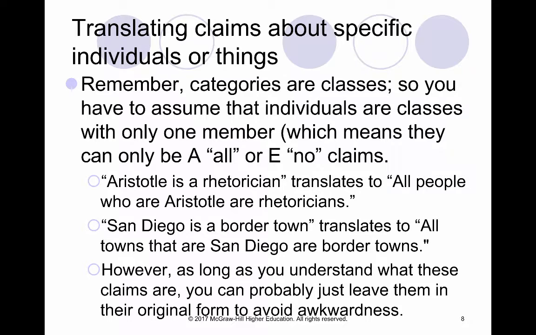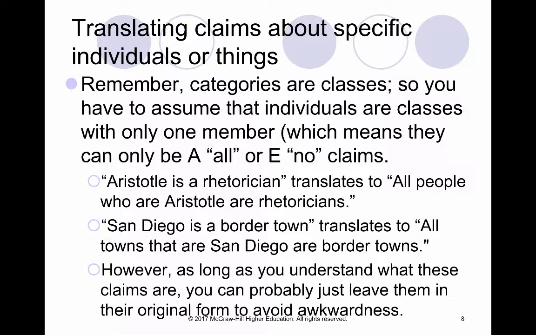When you're making claims about individual things or people, you have to remember that categories are classes. So for purposes of translating into standard form, you need to assume that individual things or people are classes that have only one member. This means they can only be A claims or E claims because you can't have some of only one thing. So the claim "Aristotle is a rhetorician" translates to "All people who are Aristotle are rhetoricians."